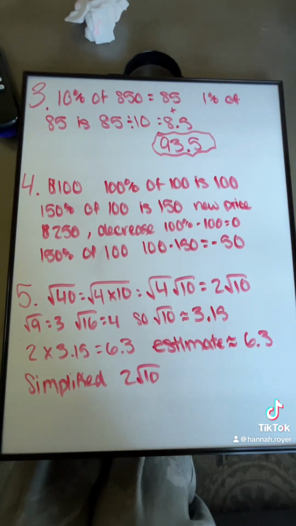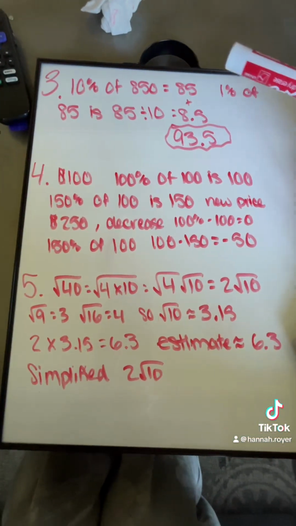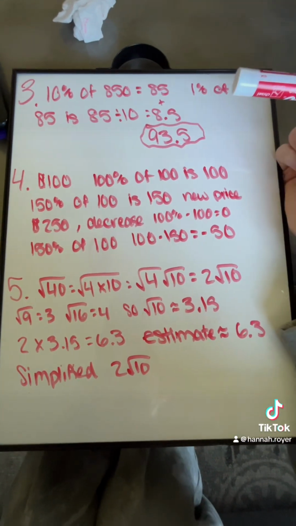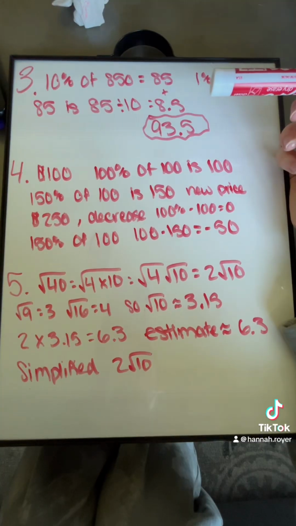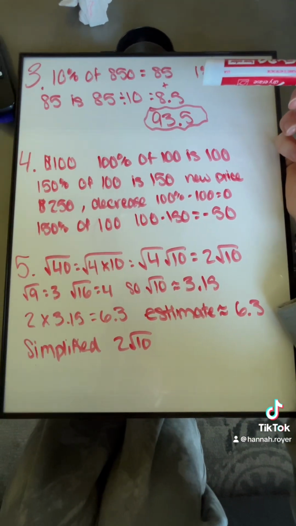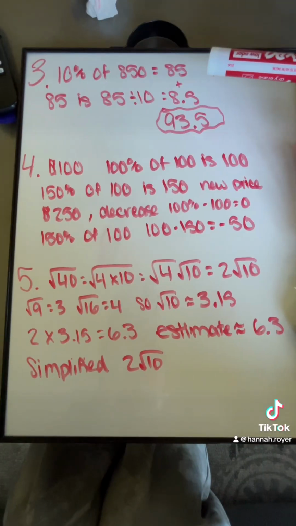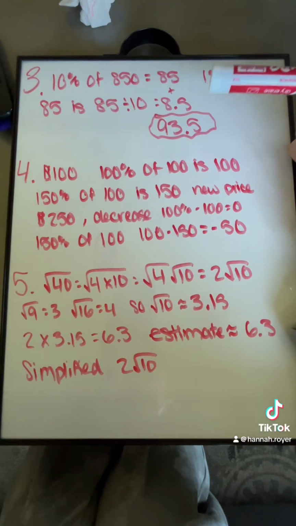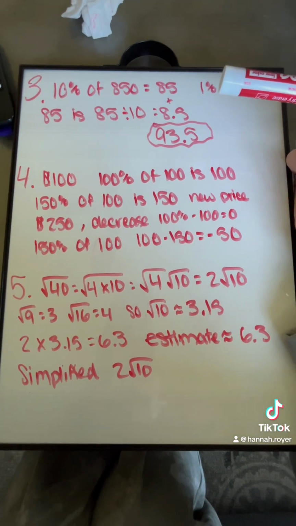So for number 3, I decided to find 10% of 850, and that got me 85. So then I had to find the 1% of 85. So I did 85 divided by 10, and I got 8.5. Then I added 85 plus 8.5 to get 93.5. And that is how I found 11% of 850.